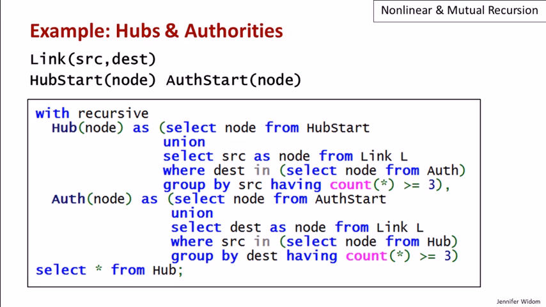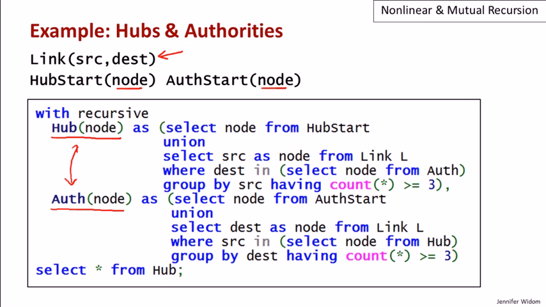So this is a query to compute hubs and authorities given that we have a starting set of hub nodes and a starting set of authority nodes, and then we have the link relation that gives us the structure of our graph. So we're going to compute 2 relations, the hub relation with the nodes that are hubs, the authorities relation of the nodes that are authorities, and they are going to have mutual recursion between them. So let's take a look first at the hubs, and we'll see that the structure of the queries for hubs and authorities is very, very similar.